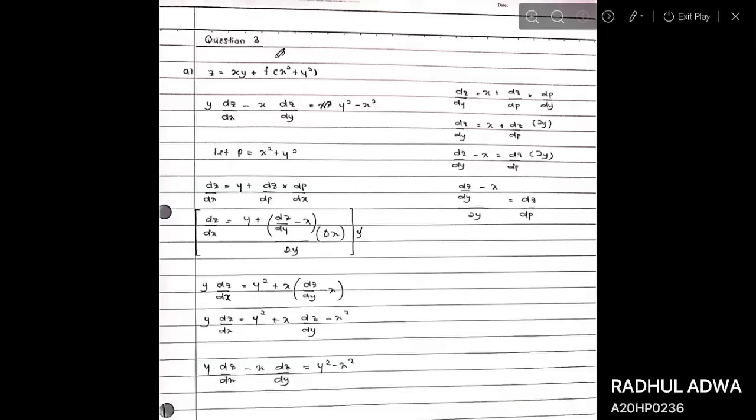Okay. For question 3a, the equation is given z equals xy plus f in bracket x squared plus y squared. So we need to find y dz over dx minus x dz over dy equals y squared minus x squared. We can let p equal x squared plus y squared and differentiate z here. We will get dz over dx equals y plus dz over dp times dp over dx. So dp over dx, we will get 2x.